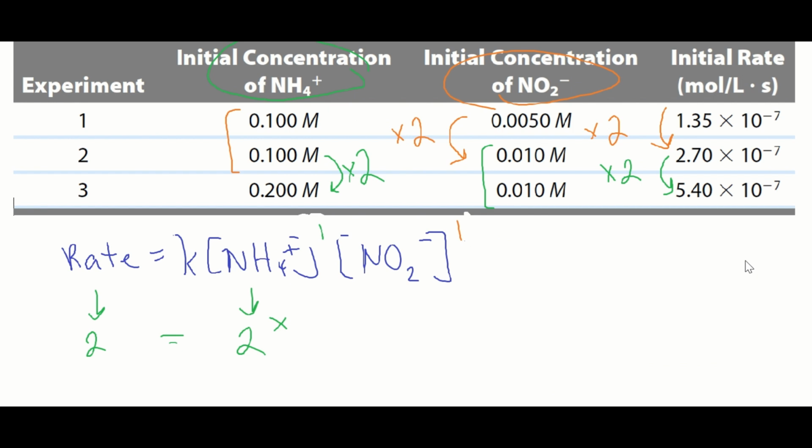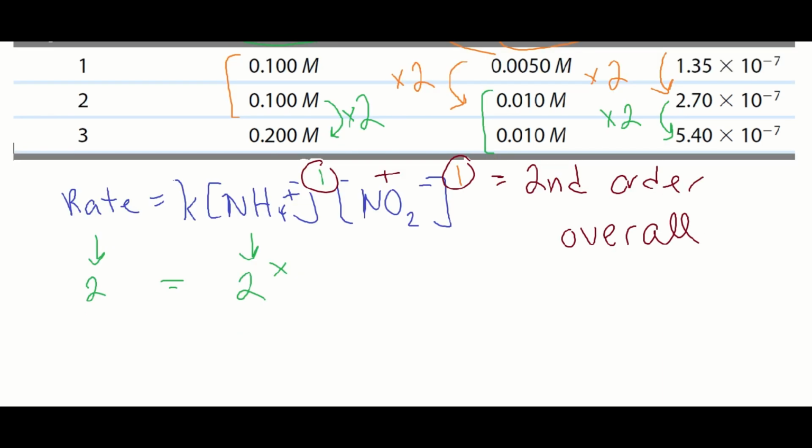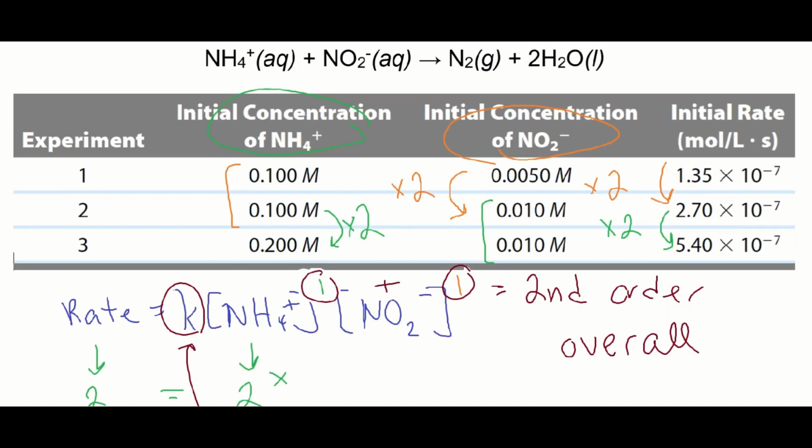By the way, the overall reaction order is the sum of the individual orders. So this reaction is second order overall. Now let's use what we know about the rate law to find the value for the rate constant K. Before we move on, actually, let me emphasize these orders just happen to coincidentally match the coefficients of this balanced equation.